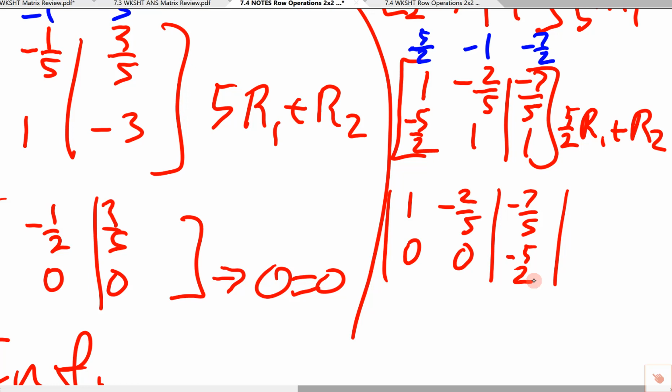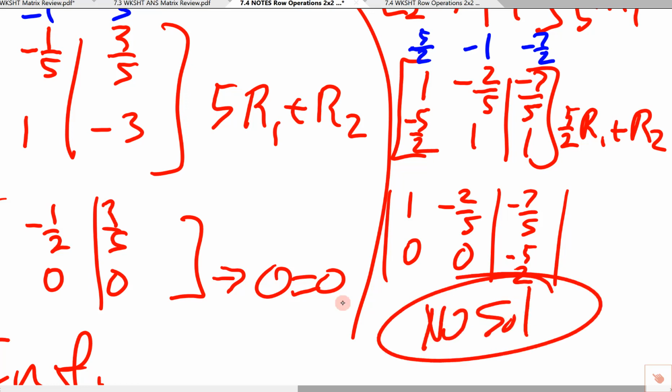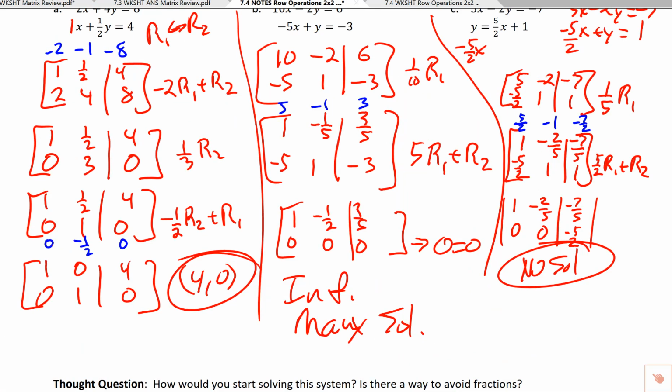Keely, if this is 0, 0, and negative 5 halves, what does that mean about the system? No solution. That means no solution. Would you raise your hand if you got no solution? Okay. Do you have any questions? Why wouldn't it be 7 over 2?